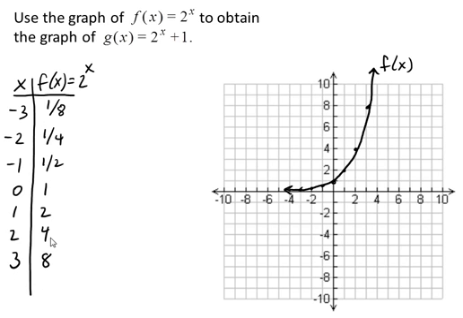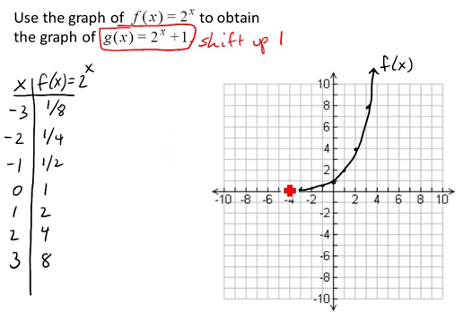I plugged in -3, -2, -1, 0, 1, 2, and 3 in for x into the function 2 to the x, got the corresponding y coordinates and plotted those points on the graph over here on the right. So then the question becomes, well, how is the graph of g of x different from the graph of f? Well, this plus 1 on the end would indicate a shift up 1 unit.